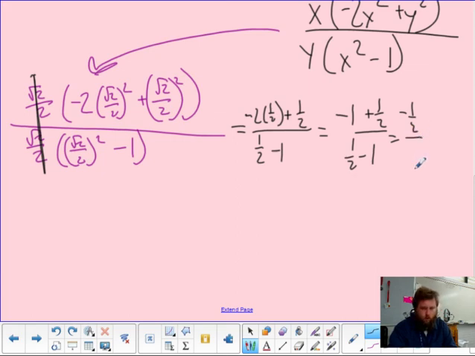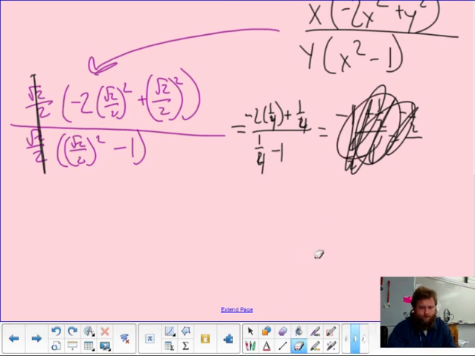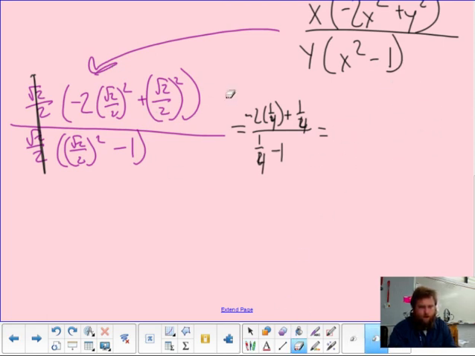Square root of 2 over 2 squared is going to be, no, that's right. Going to be negative 1/2.